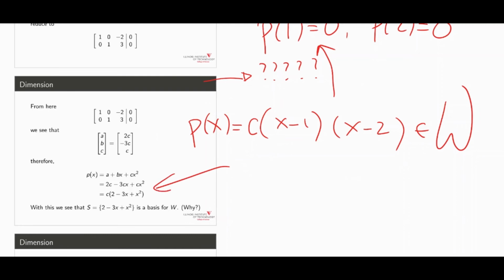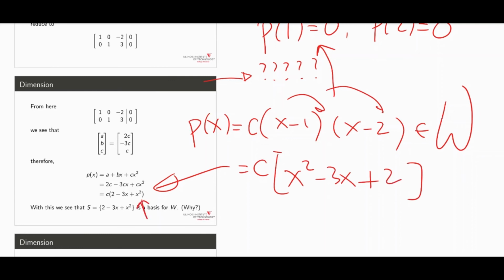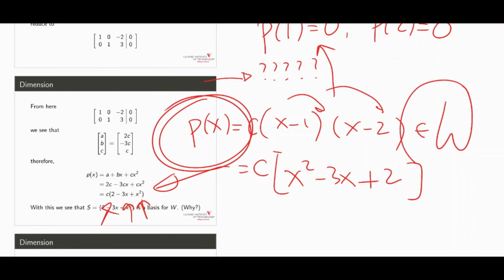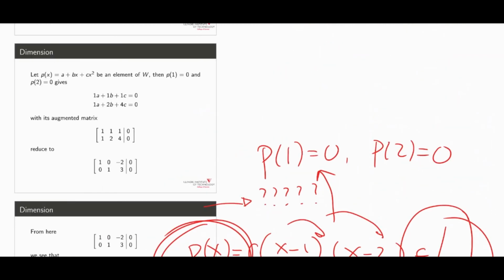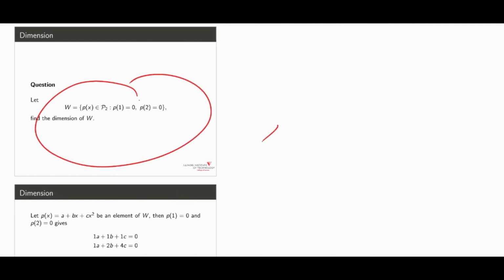And do we have the same answer as this? The answer is yes, because if you multiply out these two factors, you have x squared minus 3x plus 2. So you can also see from here that everything that is in W is basically spanned by this polynomial. So we get the same answer also. There are two different ways to solve this problem, but you get the same answers. The basis basically just consists of this vector. So the dimension for this particular vector space right here is 1.